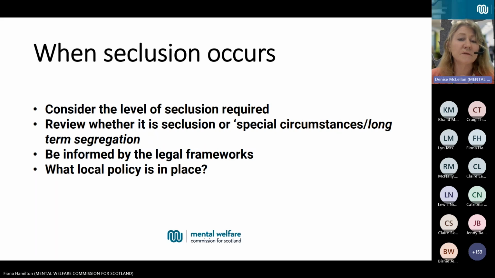There'll be sight and sound of the person, with a clear sight through a window. The staff will remain outside the room. So the person will effectively be alone behind a closed door, shut off from contact with people and also things that would provide comfort and distraction for them.